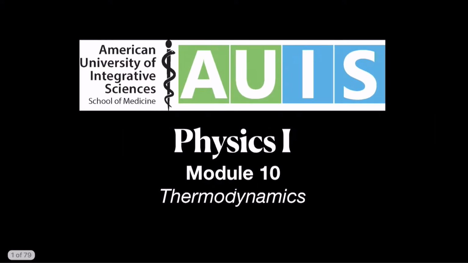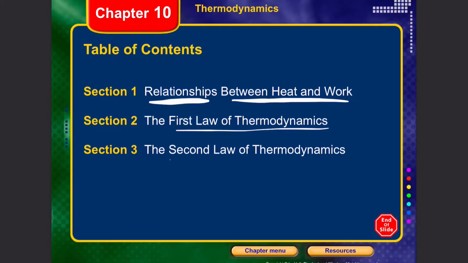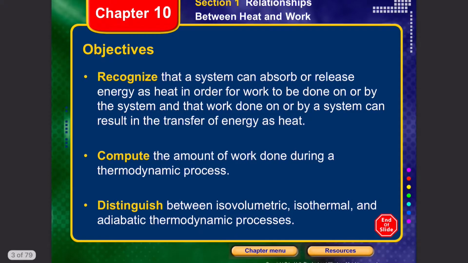Hello everyone, welcome to module 10. In this module we're going to talk about thermodynamics, the second part of heat and thermodynamics. In this lecture we're going to talk about relationships between heat and work, the first law of thermodynamics and the second law of thermodynamics. Let's start with the first section, relationship between heat and work.